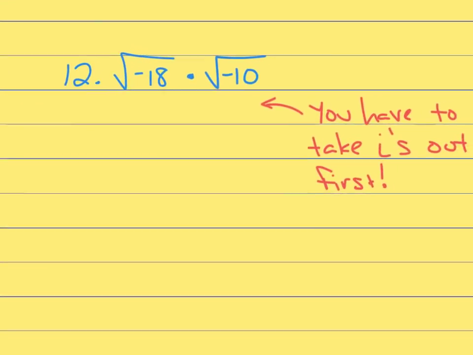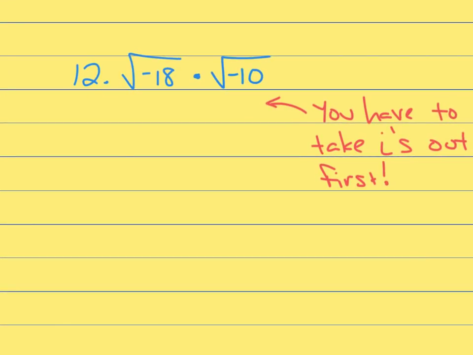And then the last thing that I wanted to do would be a negative radical, a radical where the radicand is negative, times another one. So, radical -18 times radical -10. What you have to do first, I know you probably want to multiply -18 and -10, and that'd be positive, and that'd be beautiful. But you can't do that. You've got to take out the i's first. So this would be i radical 18 times i radical 10. And then from there, you can multiply.